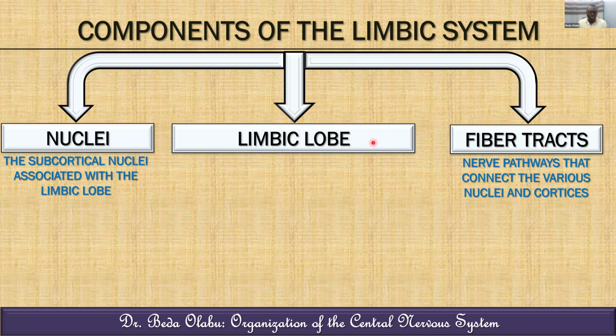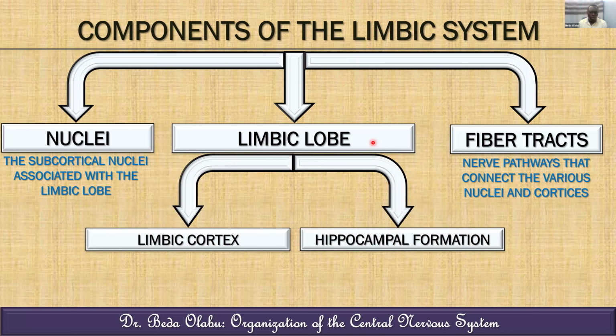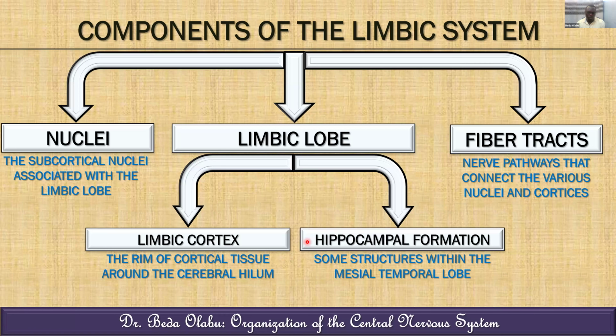Now, coming back to this central region, the limbic lobe, we can divide the limbic lobe into two. We have what we call the limbic cortex. The limbic cortex is the actual rim of cortical tissue around the cerebral hilum that made the first person to coin the term limbic call this system limbic, because of that cortical material at the rim of the cerebral hilum. As we know it today, maybe that has extended beyond the rim. We'll talk about that. And then we have what we call the hippocampal formation.